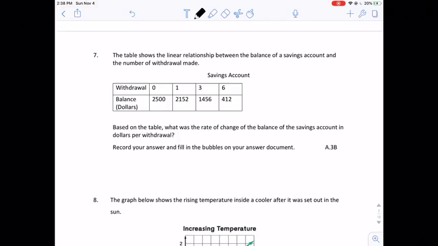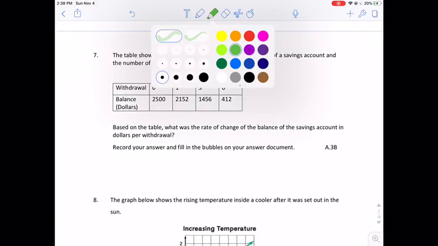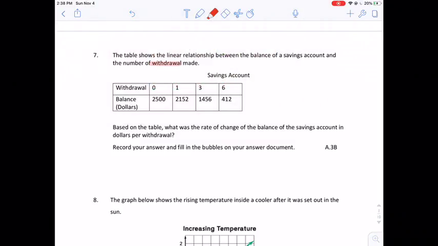Problem number 7. The table shows the linear relationship between the balance of a savings account and the number of withdrawals made. Withdrawal pretty much means a negative. It means it's taking away money. So I'm pretty sure I'm going to end up with a negative slope. It's going to be logical that my slope is negative because it's a withdrawal. So I'm going to find, based on the table, the rate of change. The rate of change is the slope.